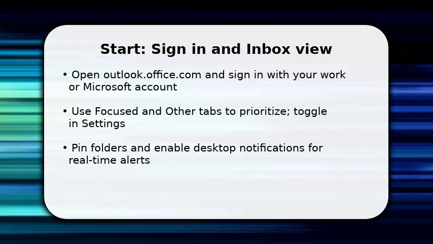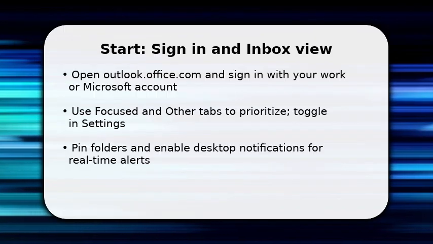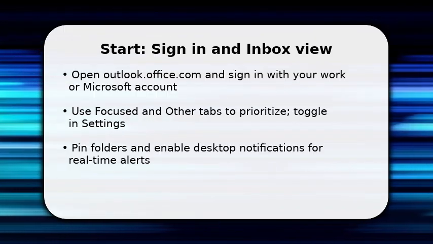Once done, glance at the focused versus other tabs to see priority messages. Make sure to pin a frequently used folder so it's one click away. If you want alerts, enable desktop notifications in settings. These steps get you into active email management quickly and keep important messages visible without digging.